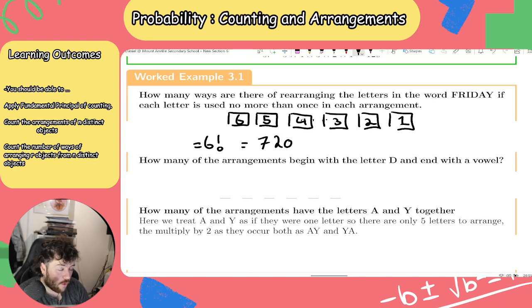But now we're going to be looking at arrangements with restrictions. This is why the box method becomes really important.